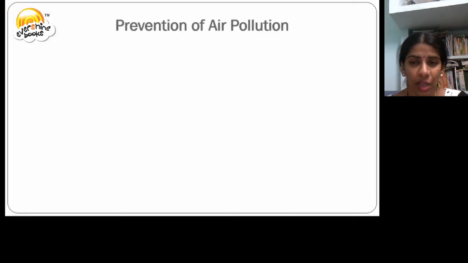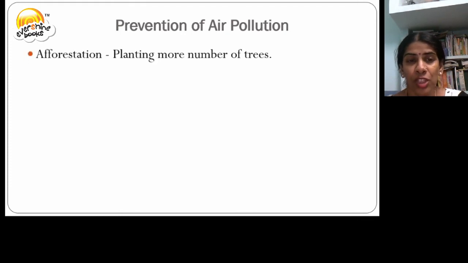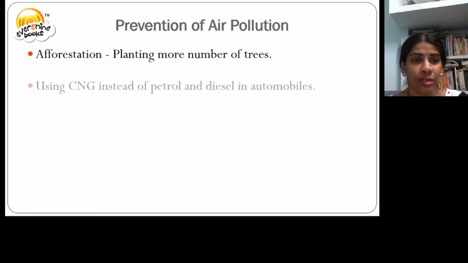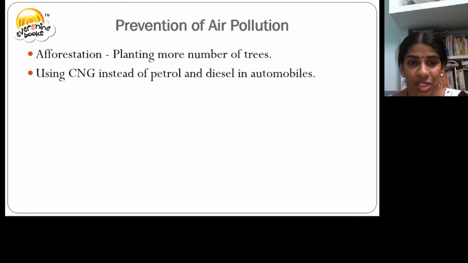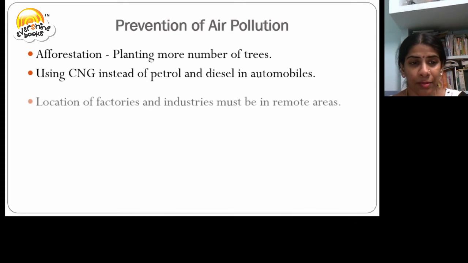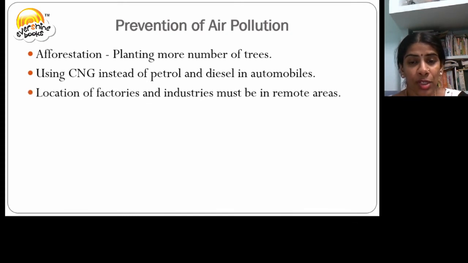How to prevent air pollution? We need to plant more trees. This is known as afforestation. We need to use CNG instead of petrol and diesel in automobiles. The location of factories and industries must be in remote areas.